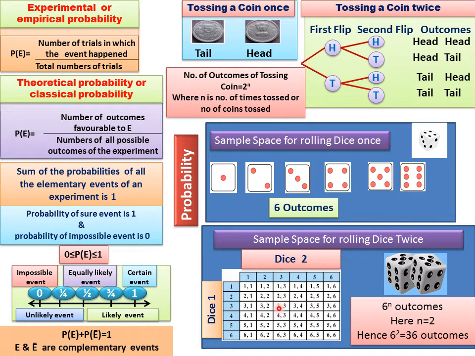So this is nothing but our denominator in finding the probability, and the numerator is whatever we are interested in. The ratio of these two gives the probability of a required event.